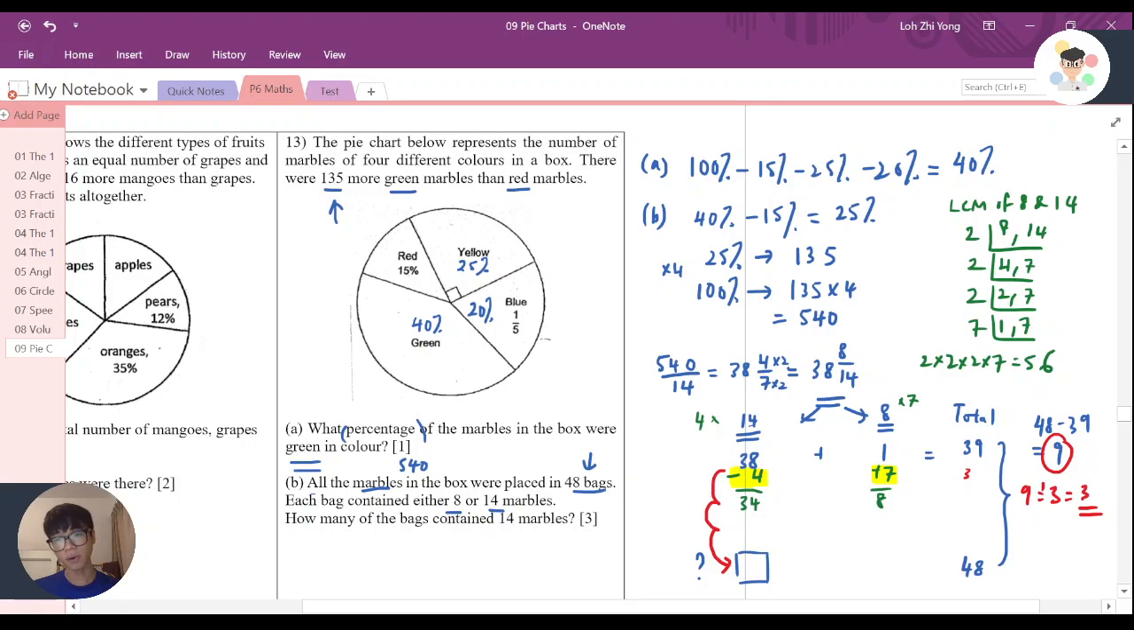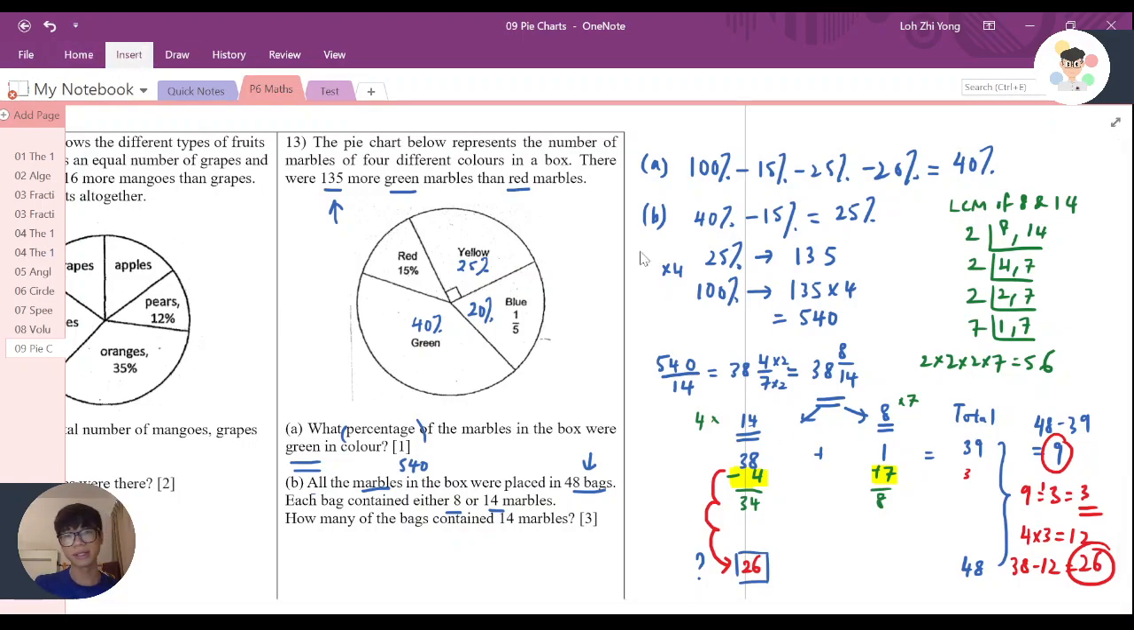So I need to minus 4 for 3 times. Means that 4 for 3 times is 12. So the last step is 38 minus 12, which means it's 26. Means that here I have 26 bags that are with 14 marbles. Okay, so yeah, that's all.